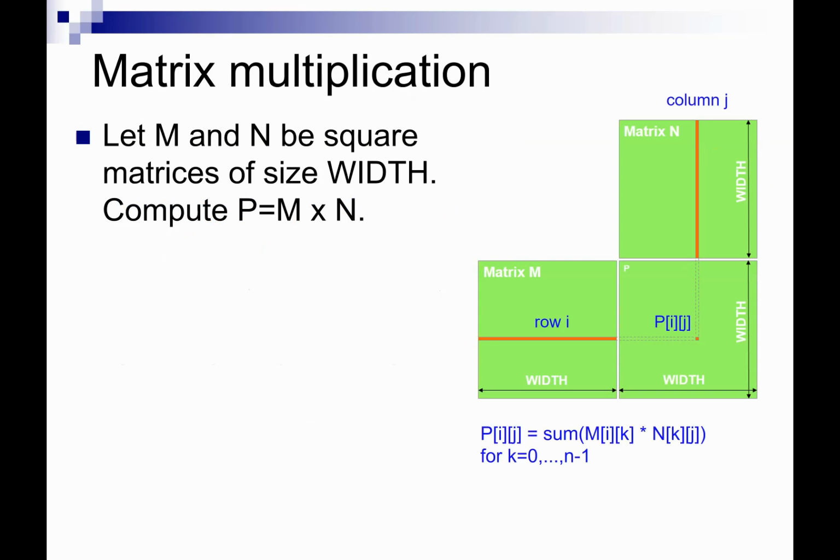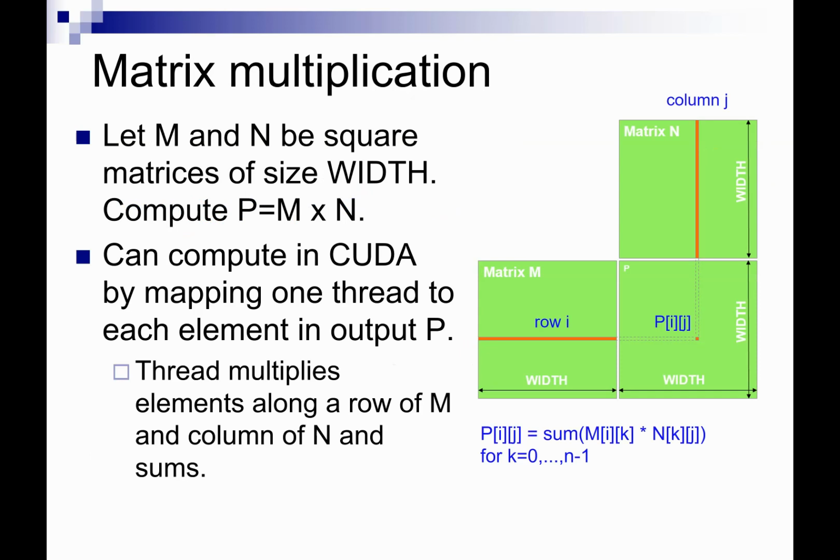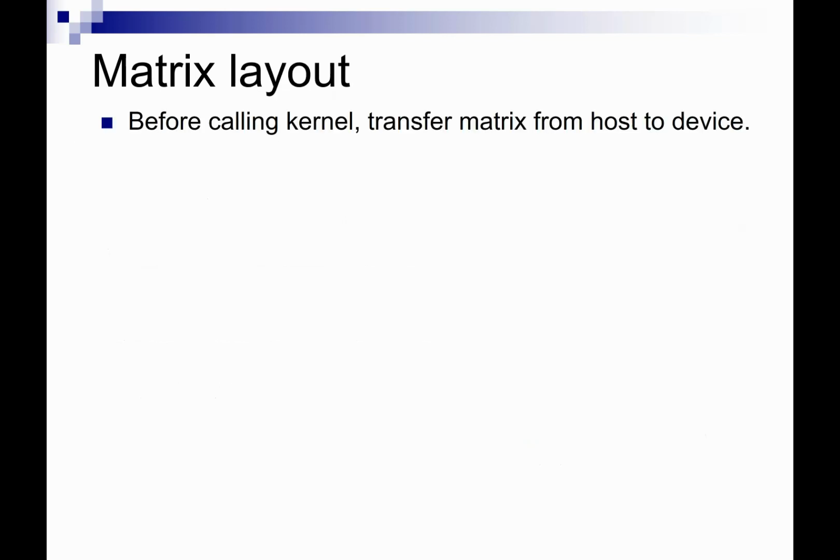The way we're going to do this is that for every output value, so our output is going to be P, for every one of these values, we're going to assign a thread. So if this width by width is 8 by 8, we're going to have 64 threads. Each thread is responsible for computing just that particular value. What it needs to do is take a row from the M matrix and take a column from the N matrix and do the dot product. We're going to do all of these computations in parallel. We have width by width computations in parallel.